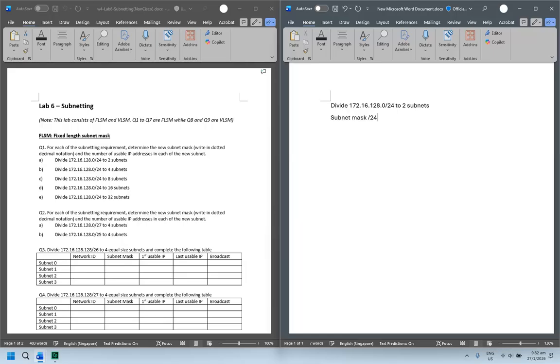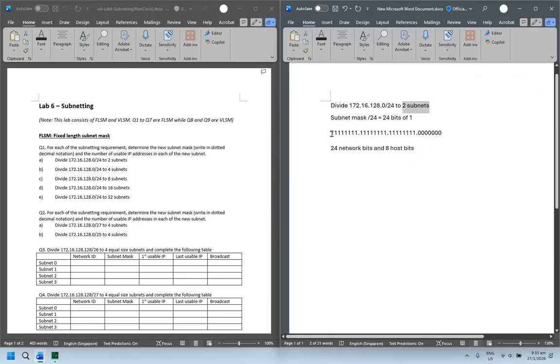which is a /24, equal to 24 bits of 1. It means 1 2 3 4 5 6 7 8, 1 2 3 4 5 6 7 8, 1 2 3 4 5 6 7 8, followed by 1 2 3 4 5 6 7 8. So you have 24 network bits and 8 host bits. You are supposed to split them up into two different subnets.